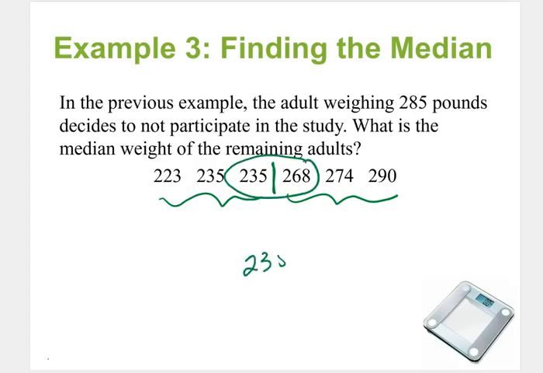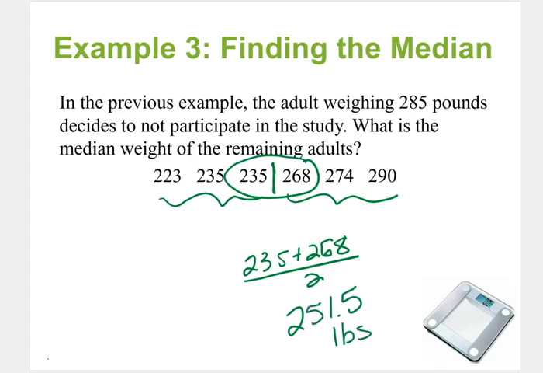So 235 plus 268, and then divide that by 2. Which, if I get my calculator out, is 251.5 pounds. So notice how just that one person dropping out made a huge difference in our median.